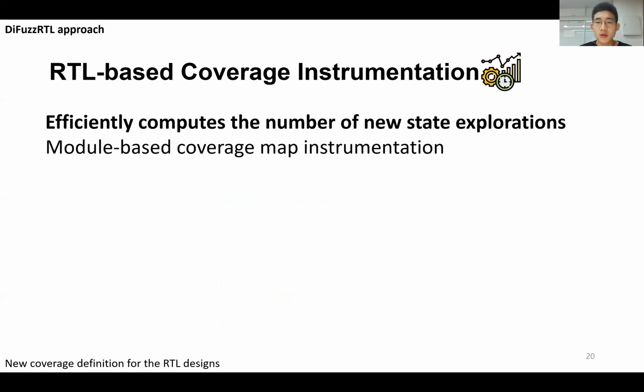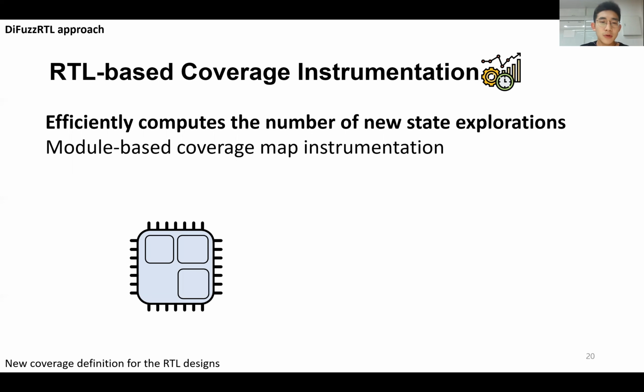While monitoring the control registers, the register coverage has to identify the new state and compute the number of new state explorations. For that, we introduce a hardware data structure called coverage map. The coverage map remembers all the explored states so that we can always identify a new state exploration by checking the coverage map. Then we introduce the instrumentation method, which computes the number of new state explorations.